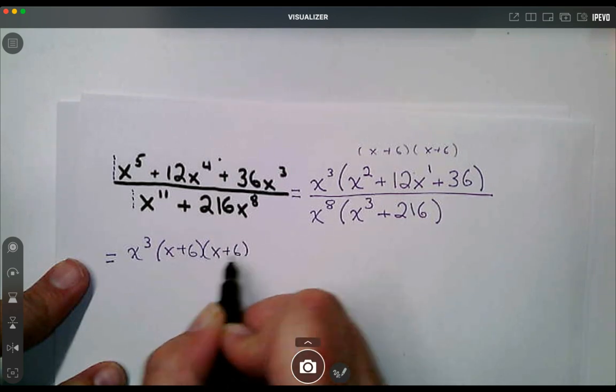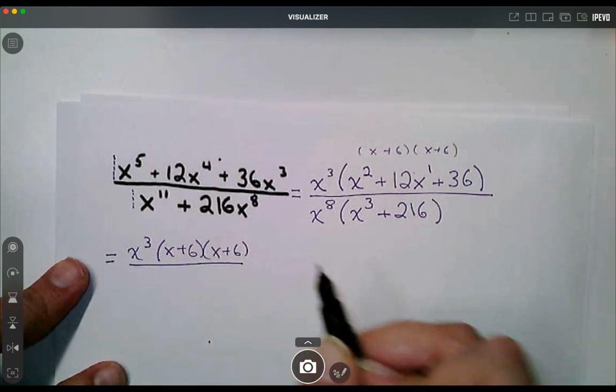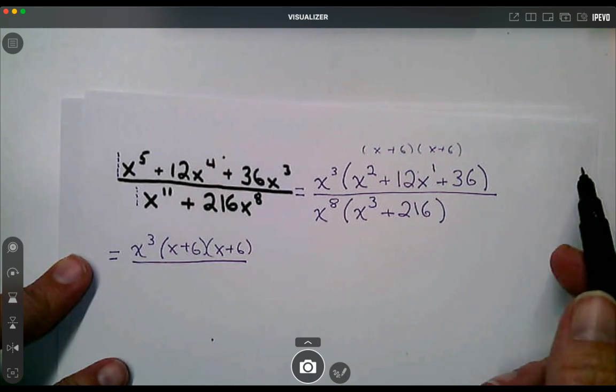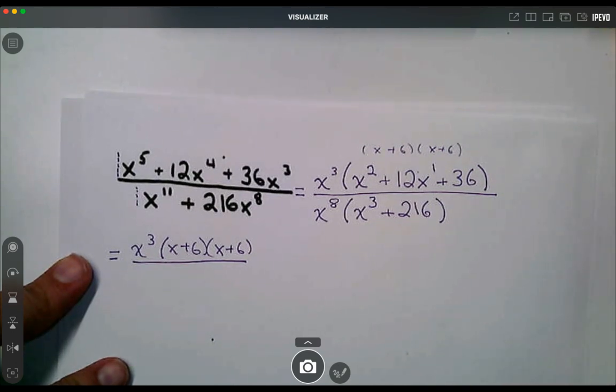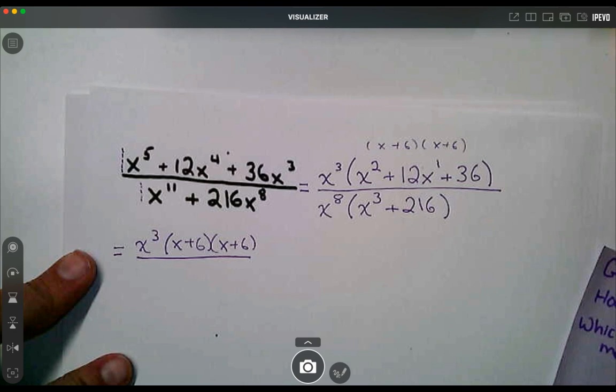Could you have done big X and gotten x plus 6 and x plus 6? Sure, but I really wish that you knew that perfect square trinomial shortcut.